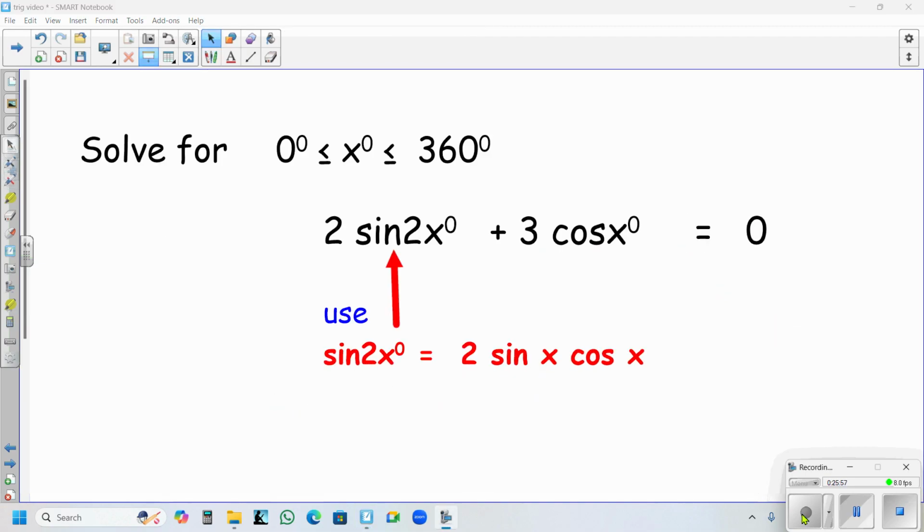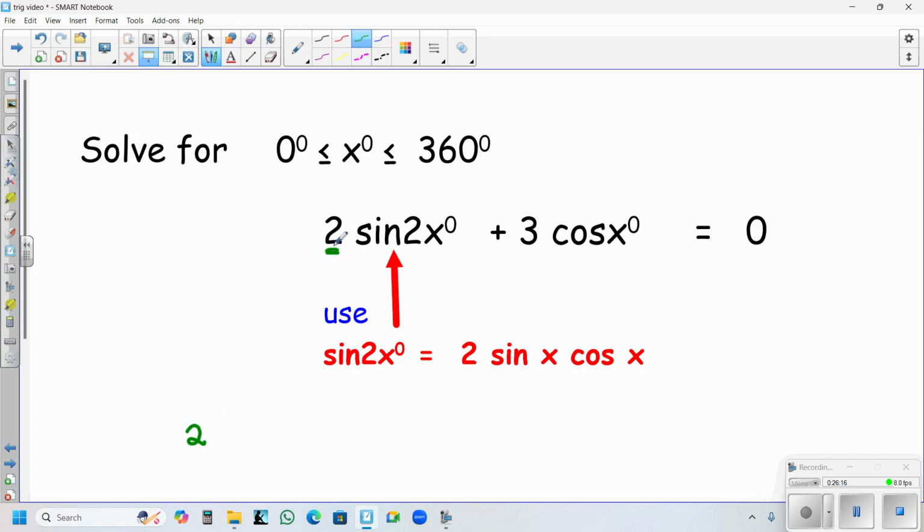Okay, this is the last type. So we've got 2 sine 2x plus 3 cos x. We've got a double angle in there, so look at that information sheet. There is only one replacement for sine 2x, and it's 2 sine x times cos x. But be careful, because in this example, there's a wee 2 in front of it.